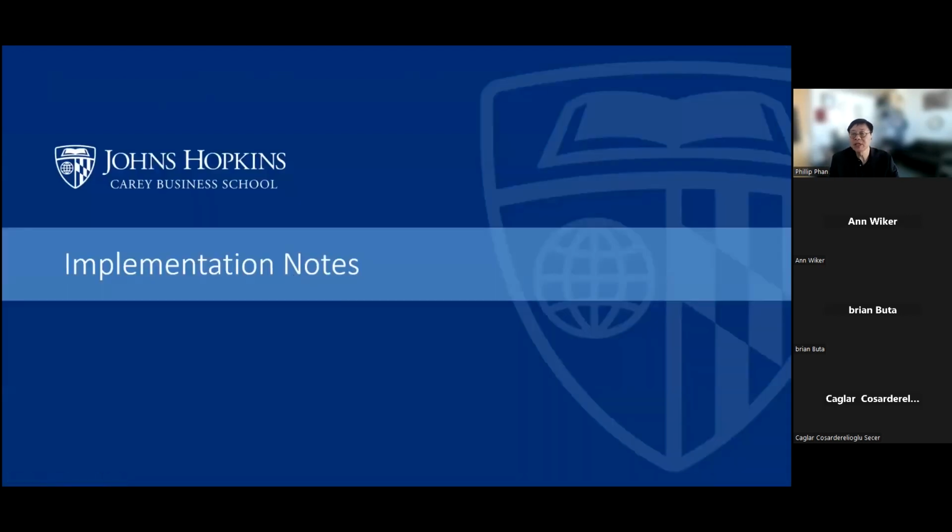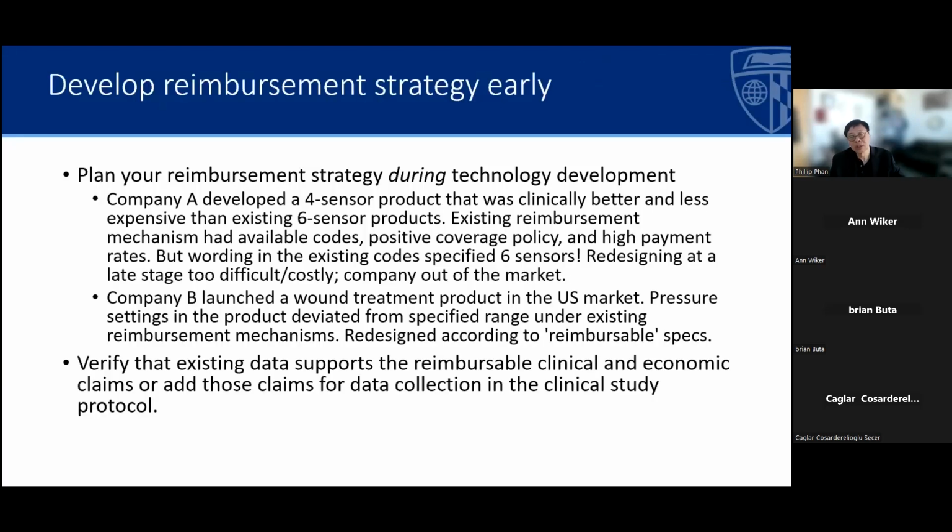All right, some implementation notes. This is the piece that I think could be interesting. You're going to craft your reimbursement landscape strategy. You're going to think about your revenue model, and reimbursement is maybe a part of that. So, number one, plan your reimbursement strategy during technology development. I keep saying that over and over again.